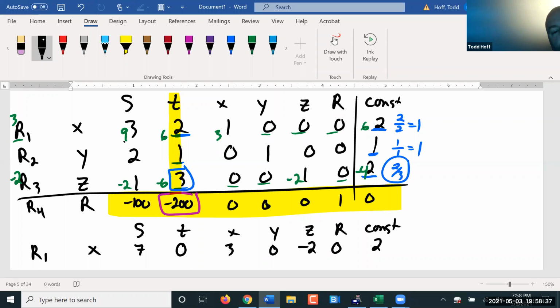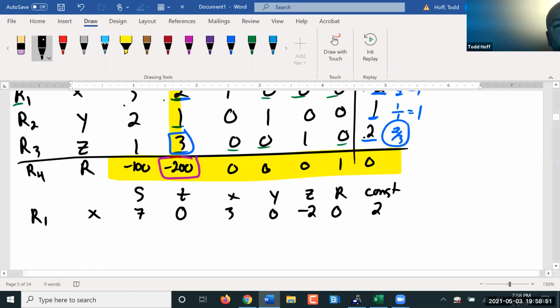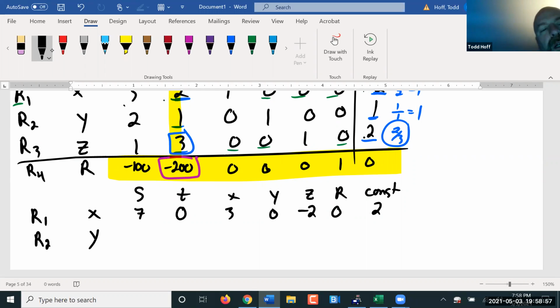So we replace row 1. So I'm going to remove these temporary values. I don't have to remove them in row 1 because we're done with that. But I do have to make sure I remove them in row 3 because we're going to reuse that row. So now let's look at row 2. It's still going to be row Y, or the Y row. I want to eliminate this 1 using the 3.